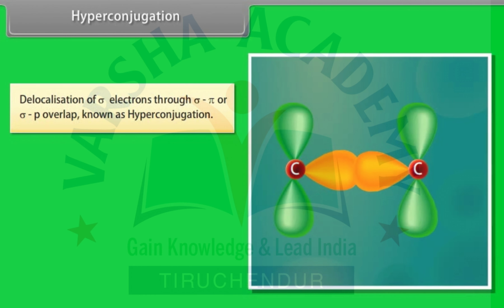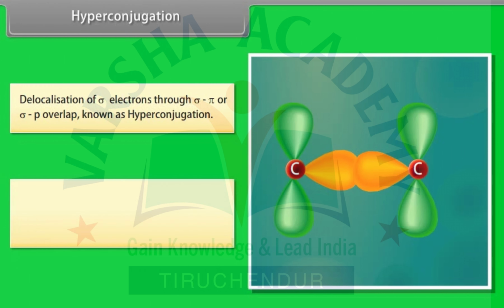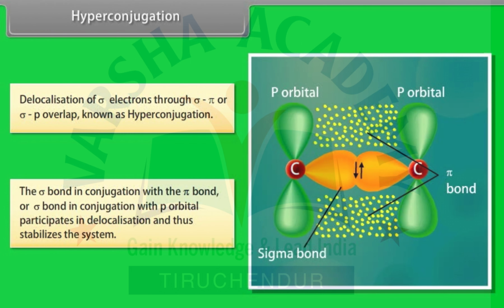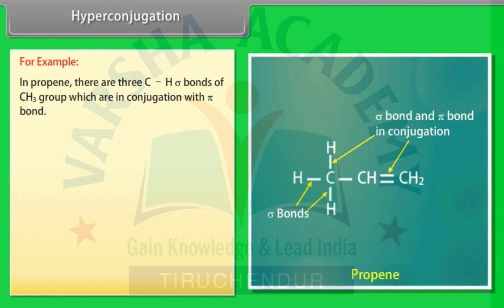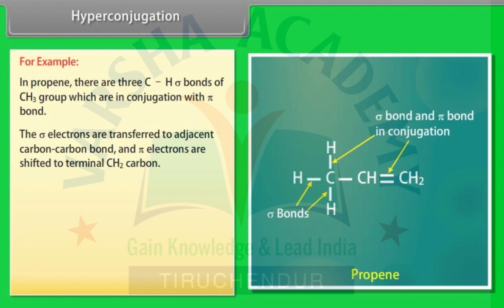Hyperconjugation. Delocalization of sigma electrons through sigma-pi or sigma-p overlap is known as hyperconjugation. The sigma bond in conjugation with the pi bond, or the sigma bond in conjugation with the p orbital, participates in delocalization and thus stabilizes the system. For example, in propene, there are 3 C-H sigma bonds of the CH3 group which are in conjugation with the pi bond. The sigma electrons are transferred to the adjacent carbon-carbon bond and pi electrons are shifted to the terminal CH2 carbon.